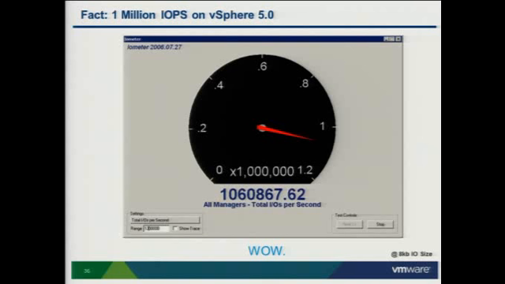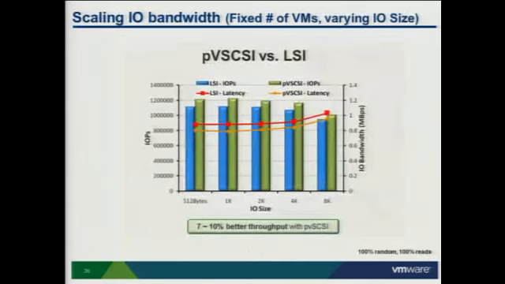Again, to put this in scale, this test required an EMC VMax, a single array, with 960 Fibre Channel disks on the back end to support a lot of this. That's probably a $20 million array. We saturated it with one ESX host. We achieved this result with one ESX host and 4 VMs on it. Just an interesting data point.